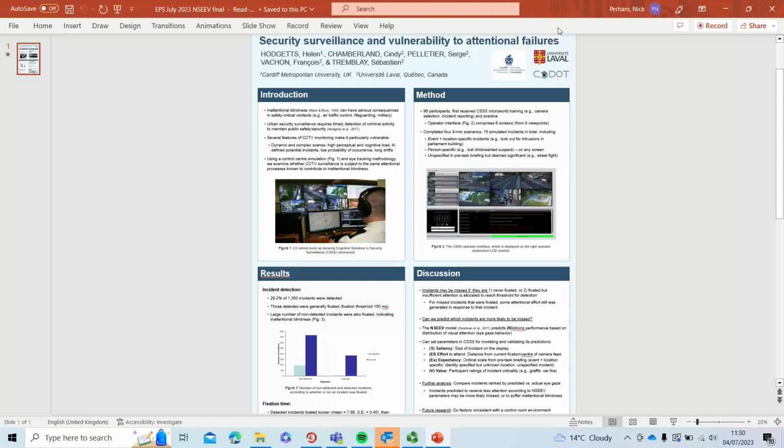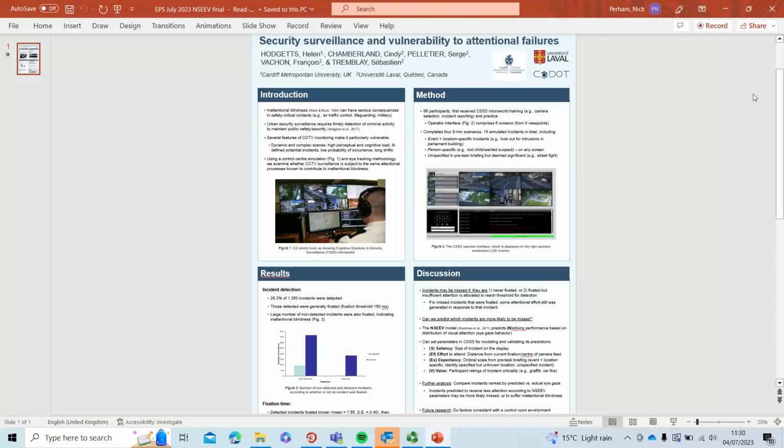Results showed that event detection was fairly low, only around a third of all incidents were detected. This, of course, could be because participants simply weren't looking in the right place at the right time, or they might be looking in the right place but it not reaching conscious awareness. Figure 3 shows that while some of the non-detected incidents were never fixated, a large number of them were, indicating that inattentional blindness was occurring as participants were obviously looking but just not registering what they saw.